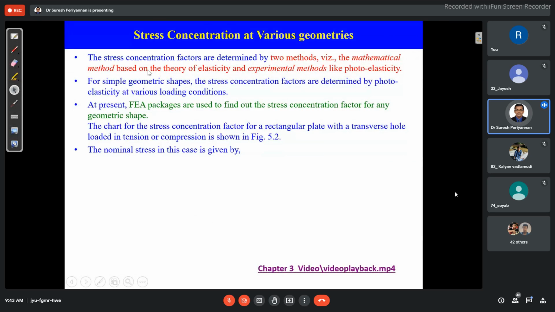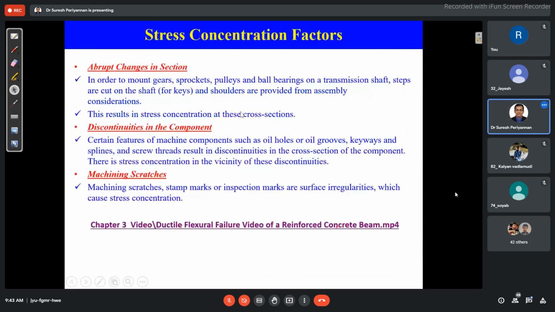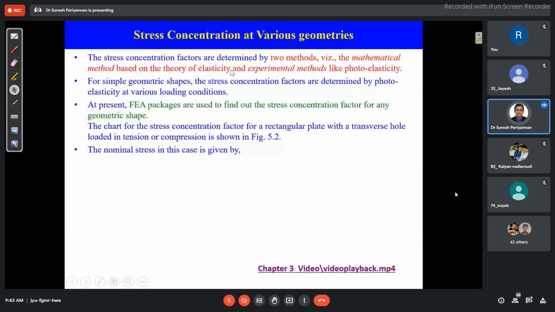The last thing today: the stress concentration factors are defined by 2 methods. One is a mathematical model based on the theory of elasticity, and the other is experimental methods, like the photoelastic concept. But we cannot always go for the experimental method, because we have to prepare the non-uniform geometry of the component or structure, apply the appropriate load and a particular boundary condition, and then study it. It's a very difficult job, a time-consuming process, and more costly, right? So we would like to avoid that.